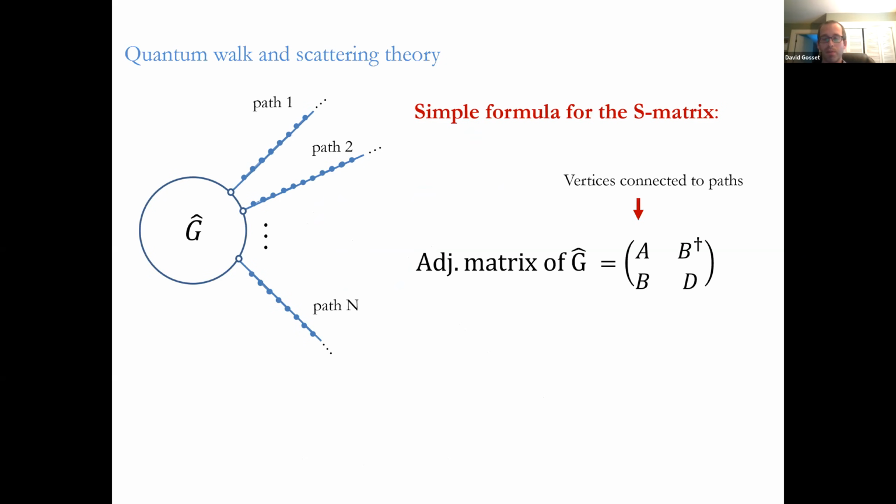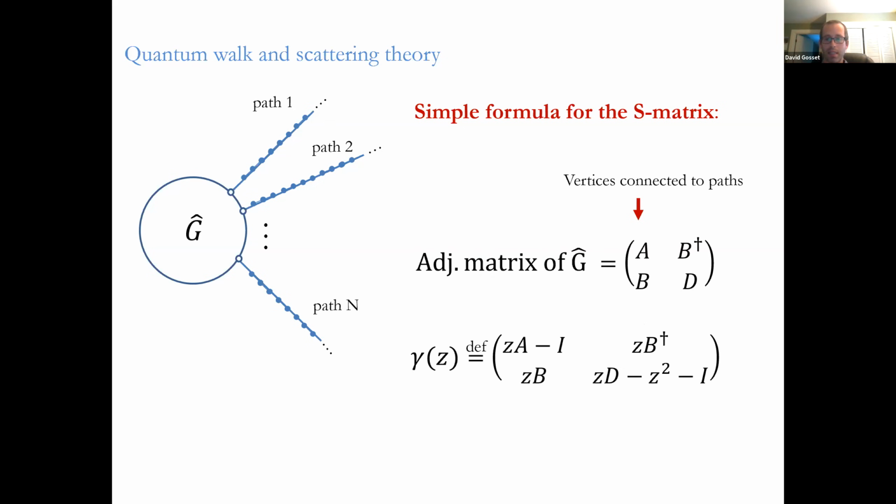So let's suppose we have this finite graph G hat, and we're choosing n of the vertices of G hat to connect to semi-infinite paths. G hat can also have internal vertices that are not connected directly to the semi-infinite paths. Let's write G hat as a block matrix, where these vertices are the ones connected to the paths. So this is an n by n block A. This block D describes the connections between all the internal vertices. And B describes the connections between the internal and the external vertices, okay? So this is just the adjacency matrix of G hat written in block form.